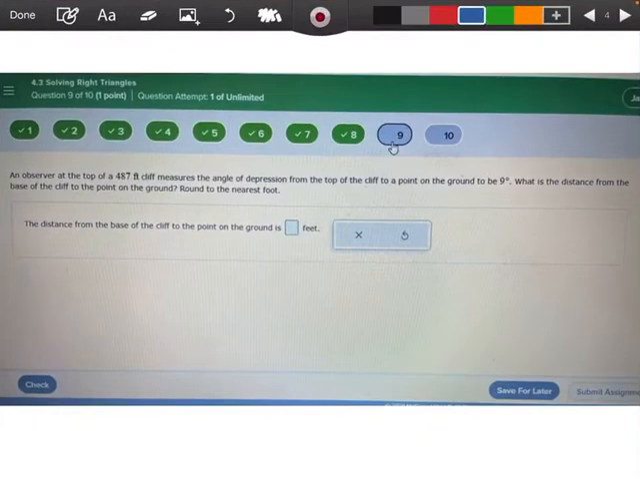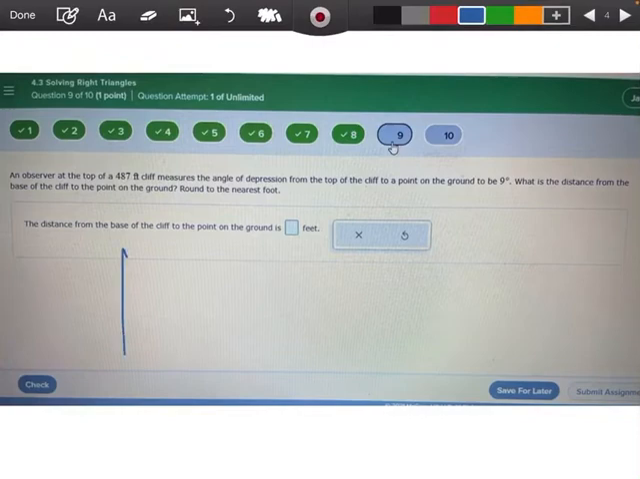All right, so guys, this is number 9 out of 4.3, and it says an observer at the top of a 487-foot cliff measures the angle of depression from the top of the cliff to a point on the ground to be 9 degrees. What is the distance of the base of the cliff to the point on the ground? Round to the nearest foot.